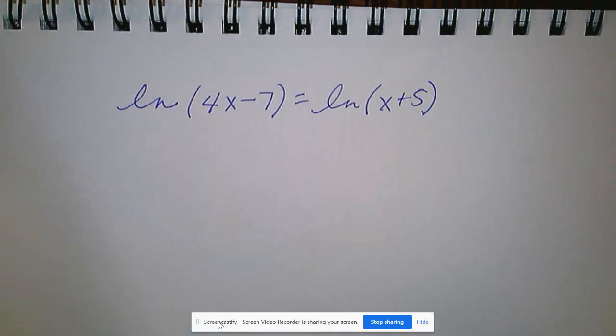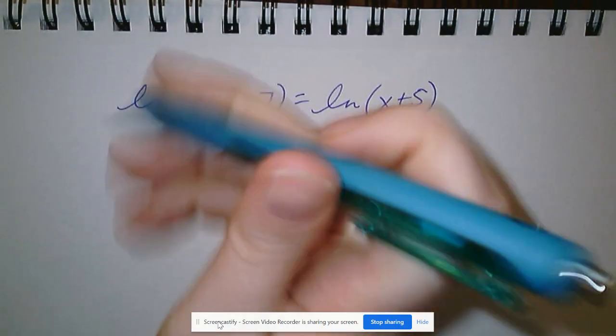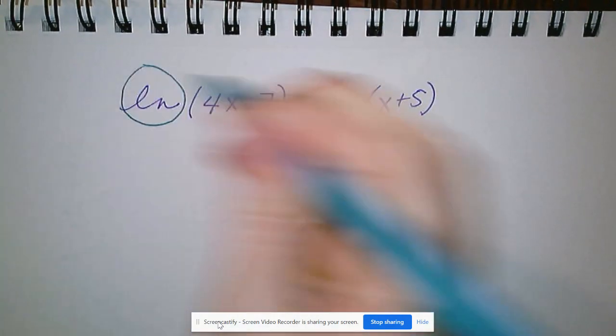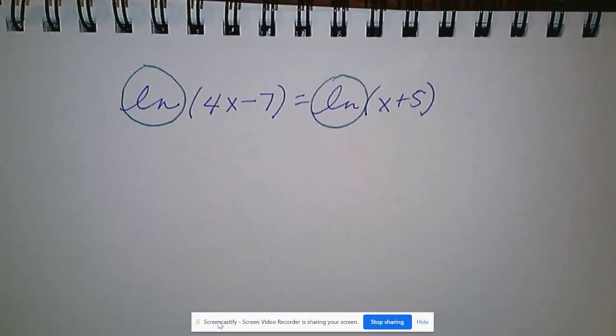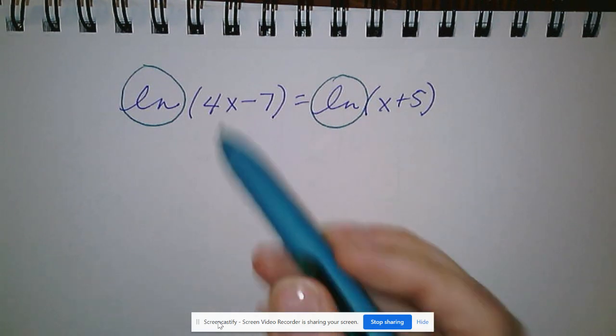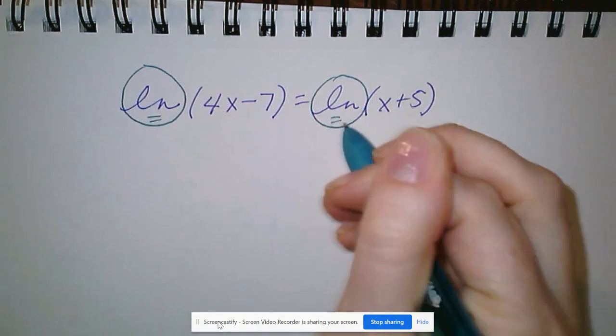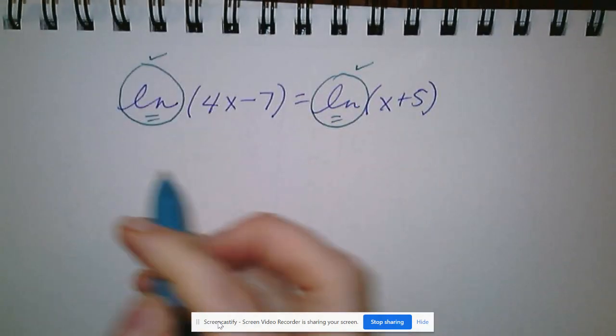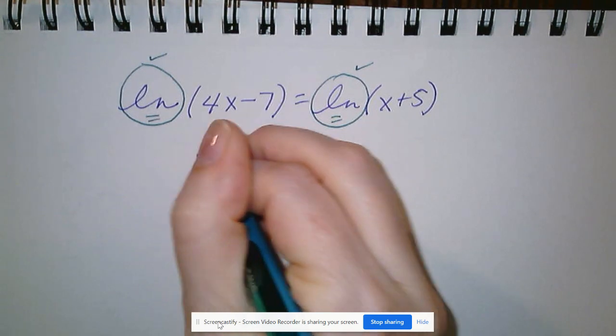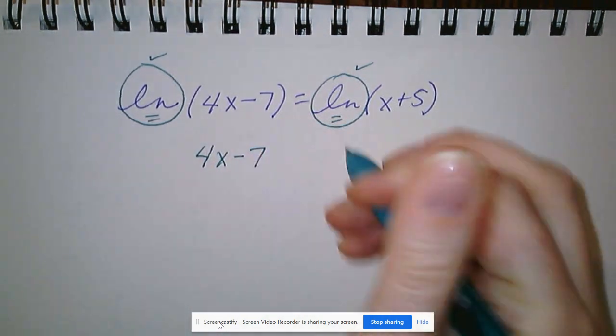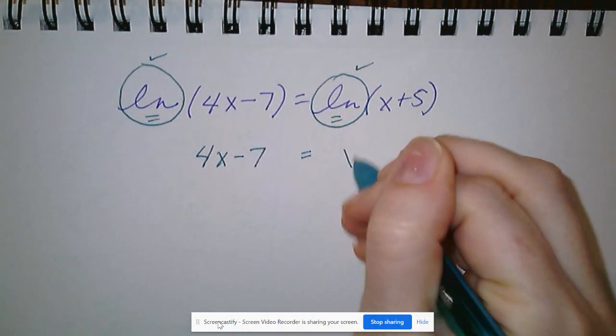It doesn't matter what these things are. So natural log, they could both be log base 2, they could both be log. It does not matter as long as they are the same thing. You can just drop them and solve the resulting equation. So 4x minus 7 equals x plus 5.